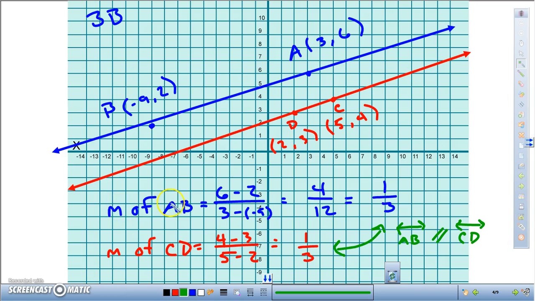So I find the slope of line AB by using the slope formula, 4 over 12, which reduces to 1/3. And then I find the slope of line CD, again using the slope formula, and get 1/3. These two slopes match up, so I can make the statement that line AB is parallel to line CD.